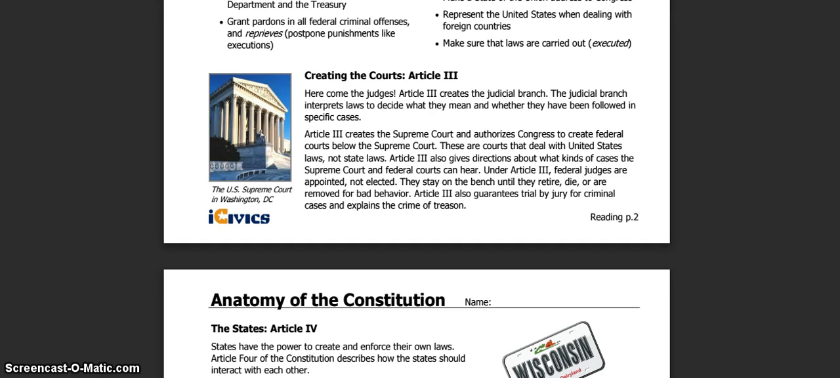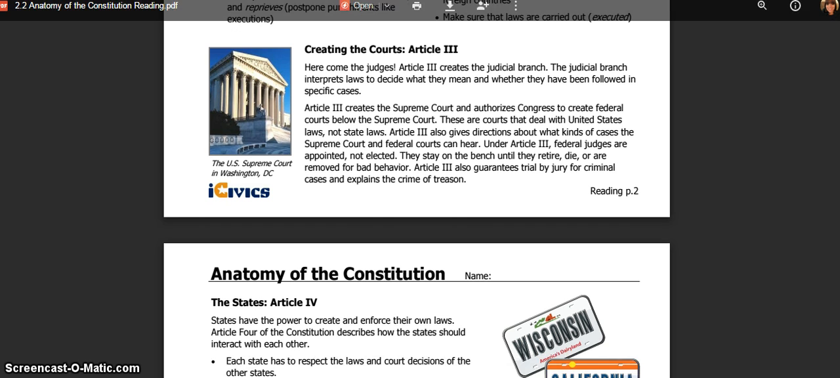These courts deal with the United States laws, not state laws. Article 3 also gives directions about what kinds of cases the Supreme Court and federal courts can hear. Under Article 3, federal judges are appointed, not elected. They stay on the bench until they retire, die, or are removed for bad behavior. Article 3 also guarantees trial by jury for criminal cases and explains the crime of treason.